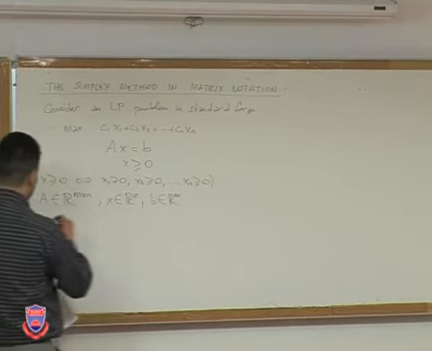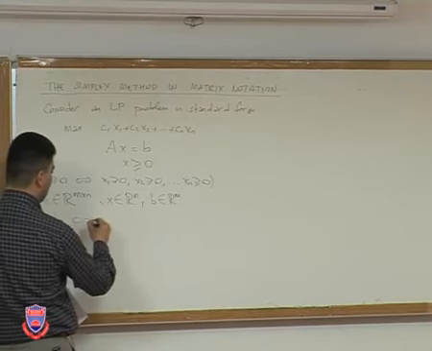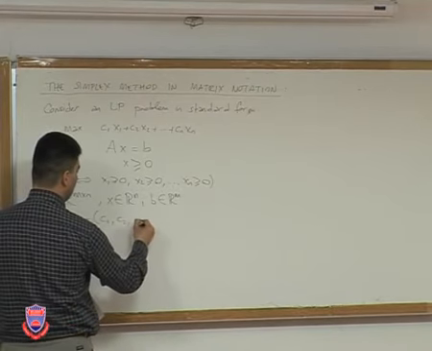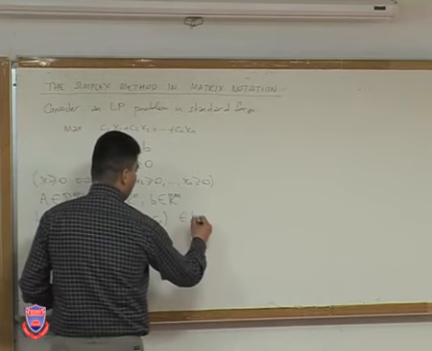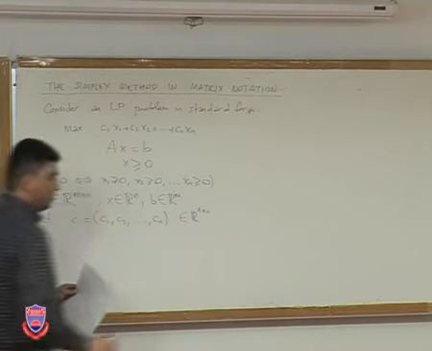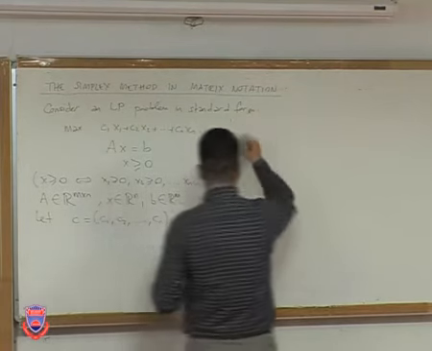And then I'm going to define a new vector, which I'm going to call c, and c will be given by c1, c2, all the way up to cn. It's going to be a row vector, and its components will consist of the coefficients of the objective function. You can think of c as a 1 by n matrix. It has one row and n columns. All right, so with this definition, I can write this in an even shorter form.